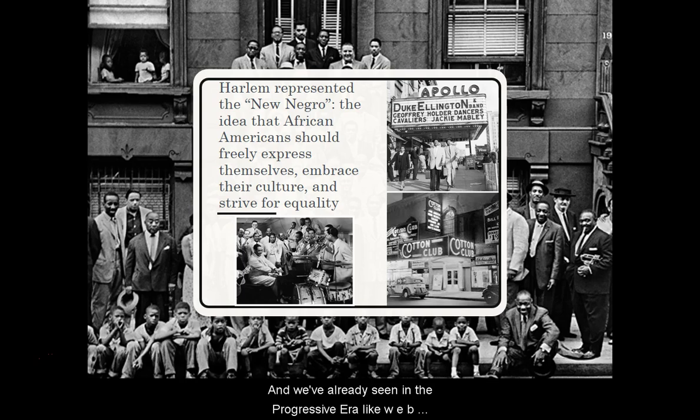And we've already seen in the progressive era, like W.E.B. Du Bois and Booker T. Washington, that are fighting for African American rights. And now these people have a home. They have a place where they can feel free to express themselves. And that culture then in turn spreads throughout the United States. Not only the music, but the author, Langston Hughes, becomes hugely popular across the country. And we really see a rise of the embracing of African American culture in the era.